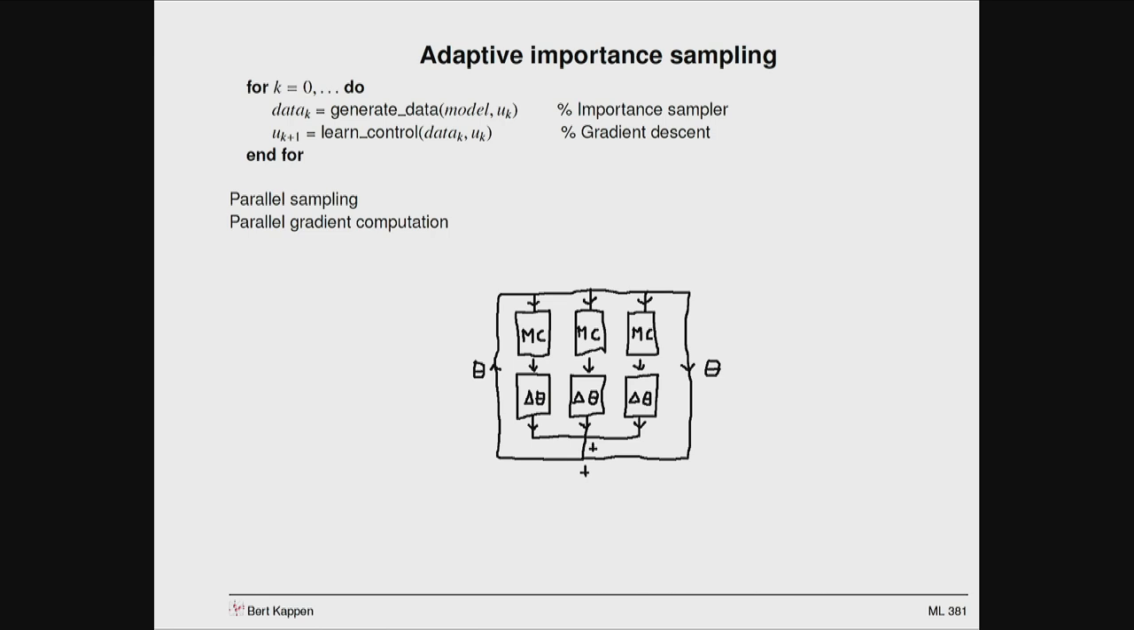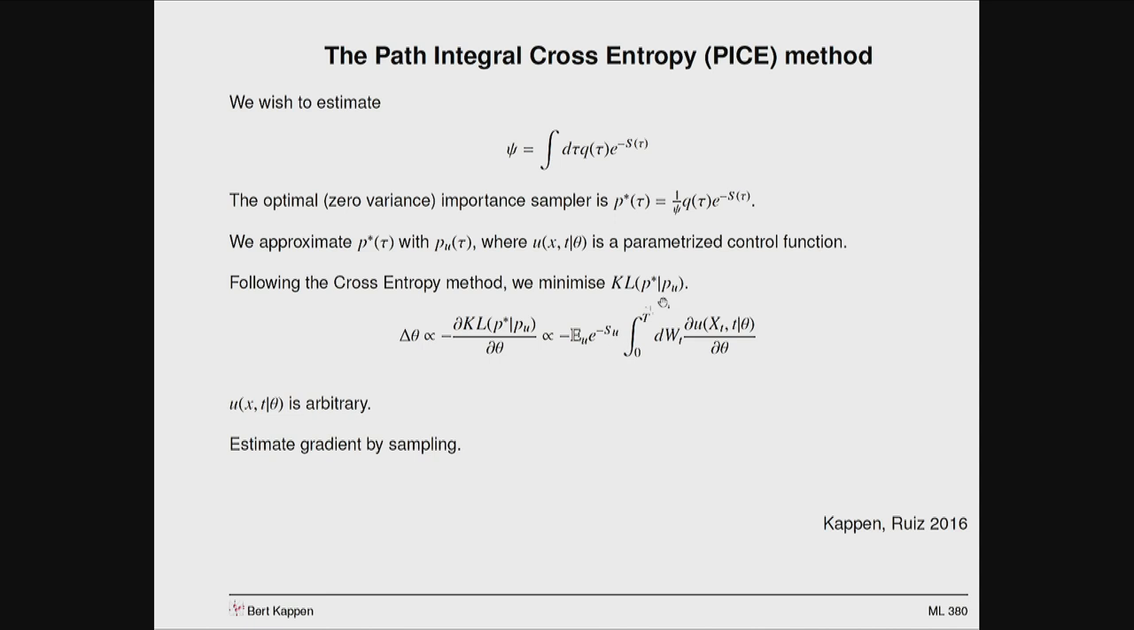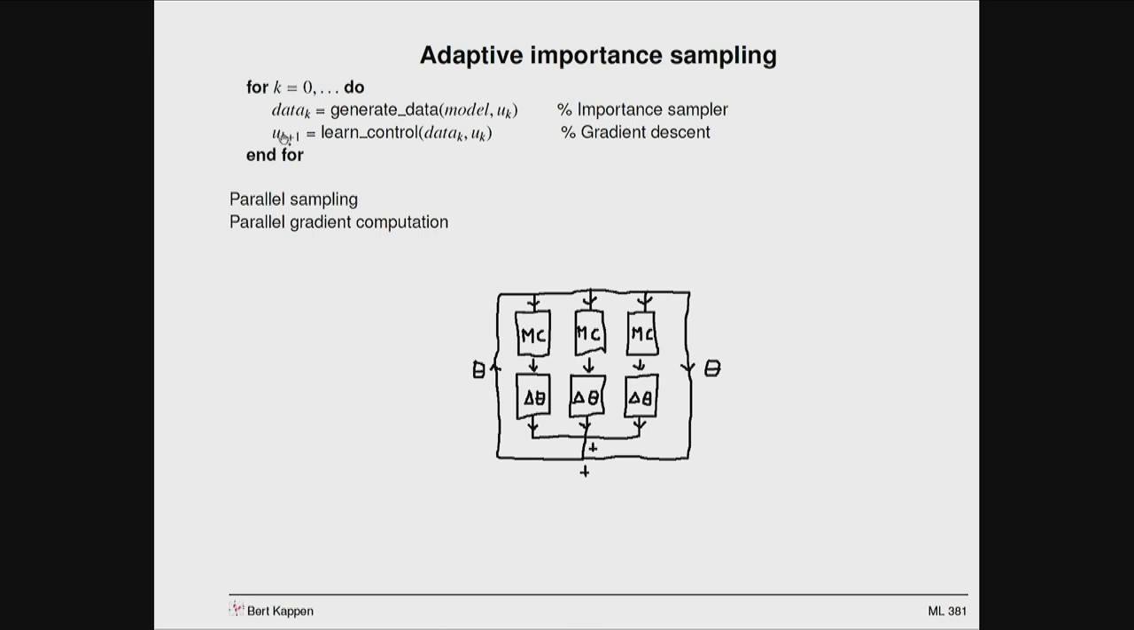This is something that can be very easily parallelized in the following way. Suppose that I have a number of iterations. I have a certain controller, I have a certain model, and I generate data, which are trajectories over the finite horizon time. This is my importance sampler. And then with the sampled data, I learn a new controller, which is basically the gradient descent, which is this step, right? I do this gradient update. And then I get a better controller. And with the new controller, I can generate data again.